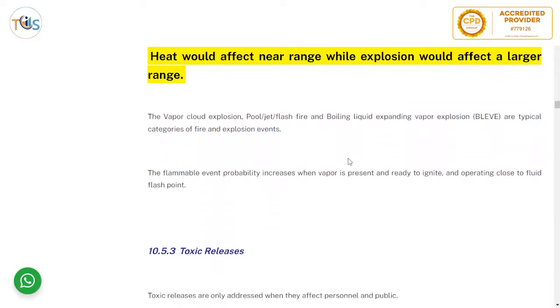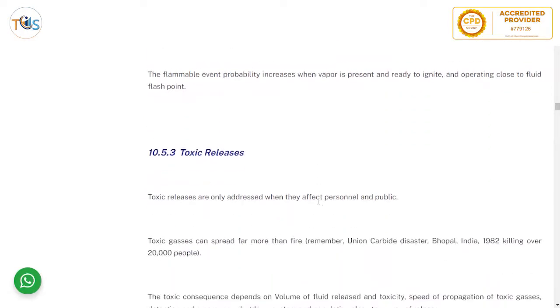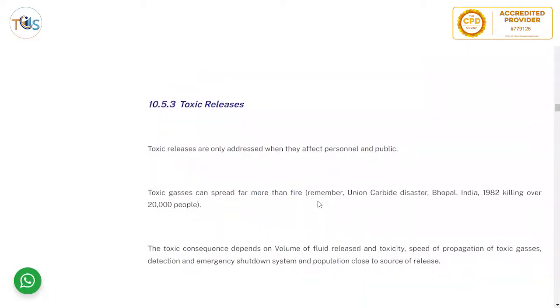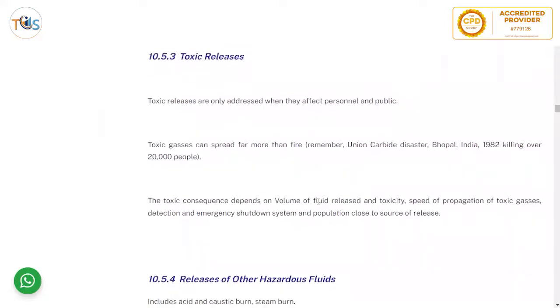The vapor cloud explosion, pool fire, jet fire, flash fire, and boiling liquid expanding vapor explosion are typical categories of fire and explosion events. The flammable event probability increases when vapor is present and ready to ignite and when operating close to fluid flash points. Toxic releases are only addressed when they affect personnel and the public.